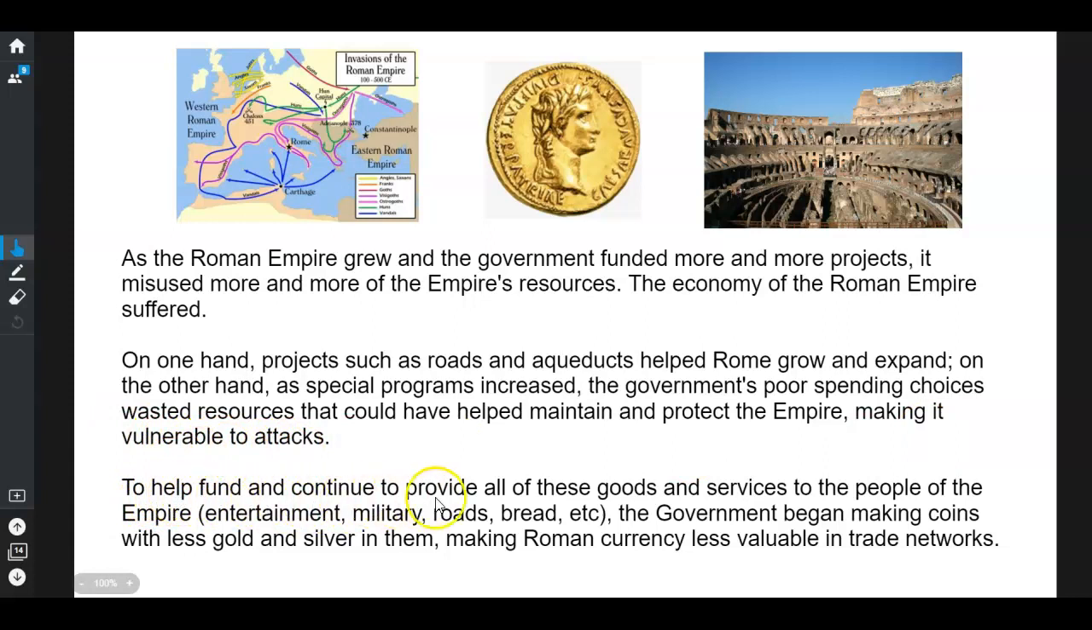To help fund and continue to provide all of these goods and services to the people of the empire, the entertainment in the form of the gladiator and circuses, the military protection, the roads across the empire, the subsidized bread, the government began making coins with less gold and silver in them, making Roman currency less valuable in its trading networks.